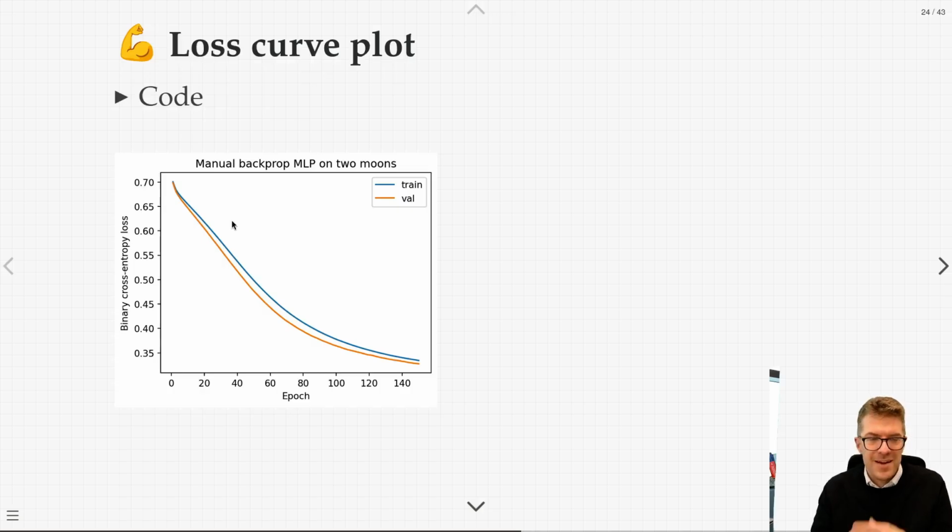So this is cartoonishly good. The two moons data set is super easy. Barely an inconvenience. This kind of improvement in the loss is to be expected.